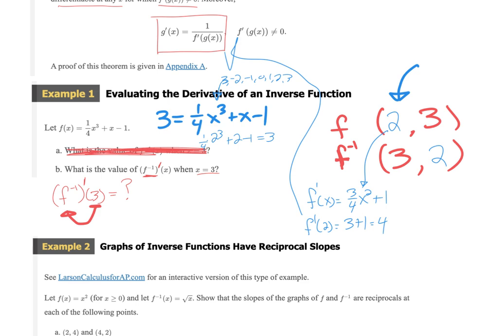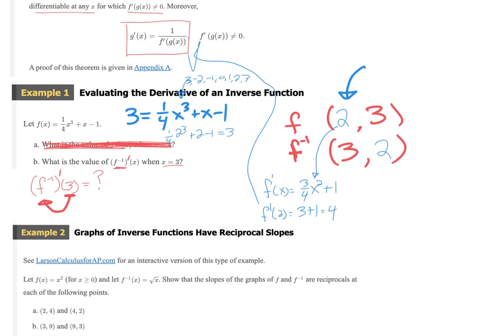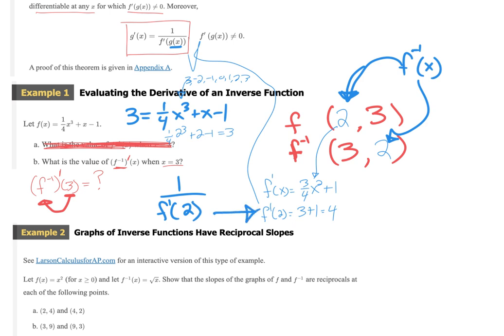And let's look at what we actually do. We're going to take 1 over f prime of g of x. Well, g of x is the y value of the inverse, so that's like our f inverse of x. So this is actually this number 2, but it's also this number x. So I'm going to take f prime of 2. Well, I just found f prime of 2, so all I have to do, the derivative of the original function is 4, and so the derivative of the inverse function at our point that we're concerned about, 3, is 1 over 4.